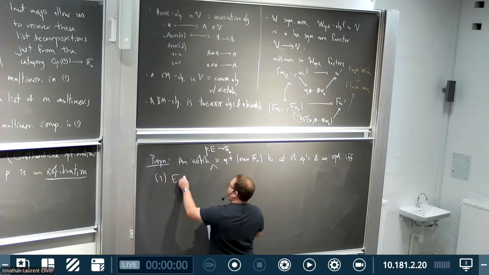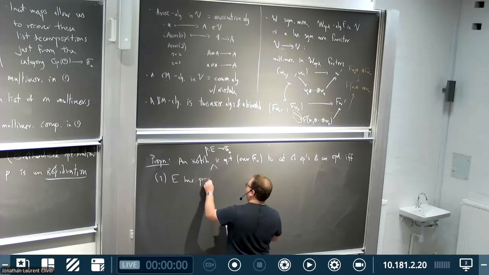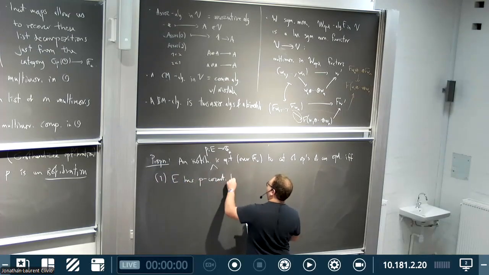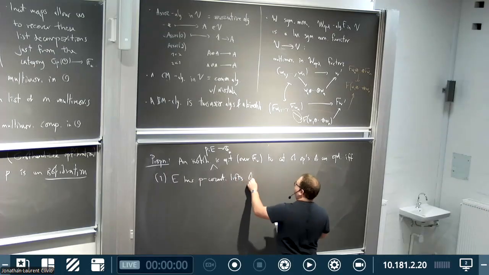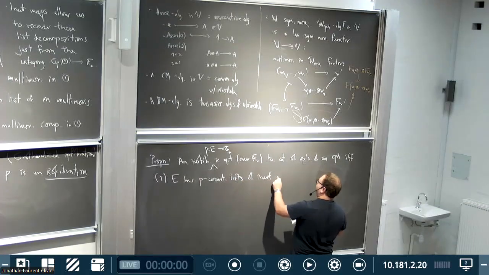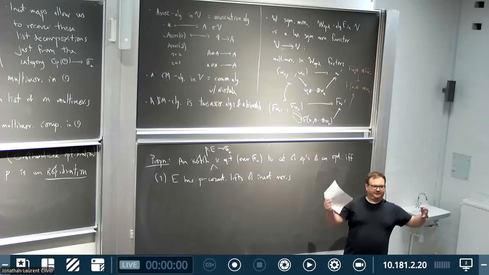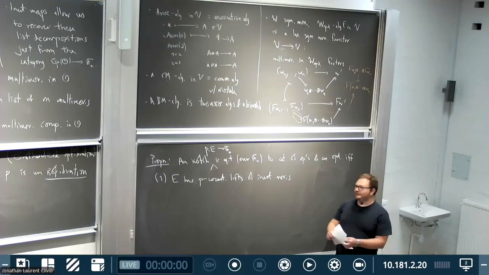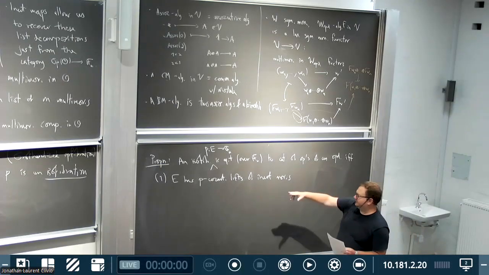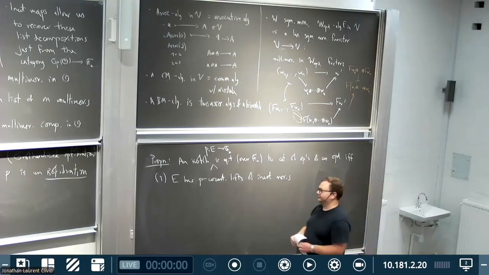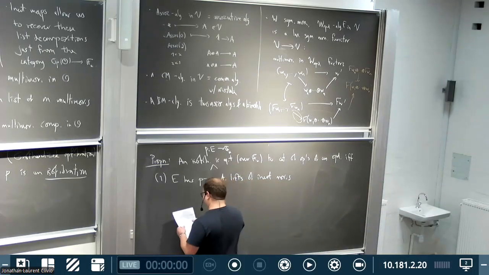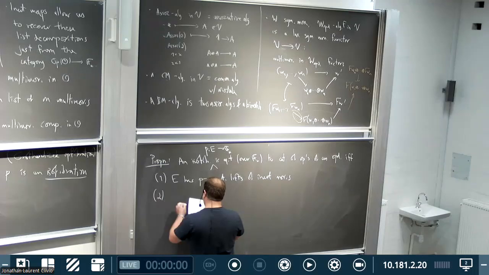First, I'm going to say that E has the Cartesian lifts of the inert morphisms. As I said, the inert morphisms correspond to the decompositions of my lists. And so having these Cartesian lifts is what will tell us how to decompose things. And then the following condition.